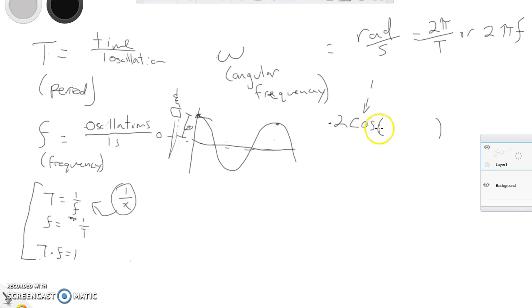So 0.2 times cosine, and so it gets to 0.2 here and here, which means that at this point, when cosine gives a value of -1, we have a position of -0.2. So this piece right there represents our amplitude.